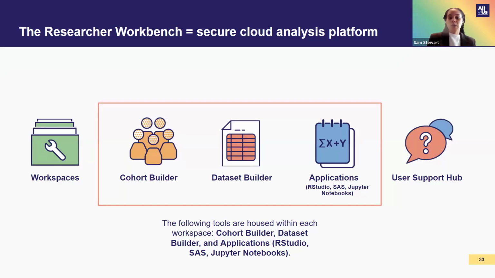The cohort builder will help you select basically the population of interest that you would like, while the dataset builder allows you to select variables and values about your cohort. So for example, if you're interested in specific medical concepts about your cohort, you would use the dataset builder to choose those concepts. Once you have selected your cohort and your dataset, you would be ready to use one of our applications, such as Jupyter Notebooks, RStudio, SAS, etc., for your analysis.